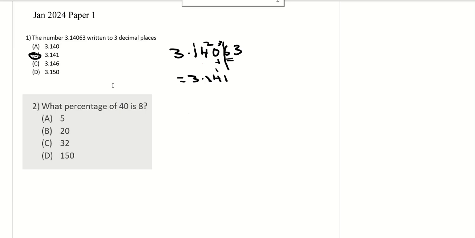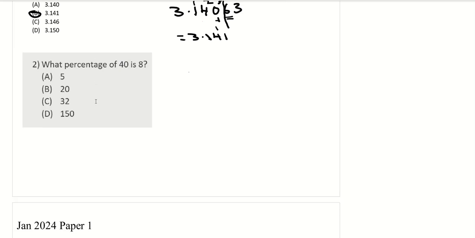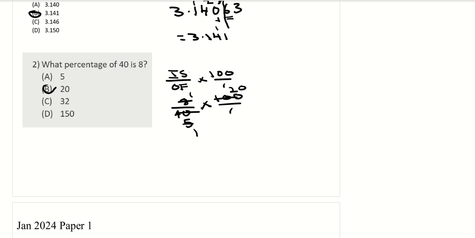Okay, now let's look at number 2. What percentage of 40 is 8? Now this question, if you recall, I told you guys it has something called is over of, right? And to turn anything to a percentage, we multiply by 100. So what they tell you is equal to 8 over 40 multiplied by 100 over 1. 8 into 8, 1. 8 into 40, 5. 5 into 5, 1. 5 into 100, 20. So the answer would be B.